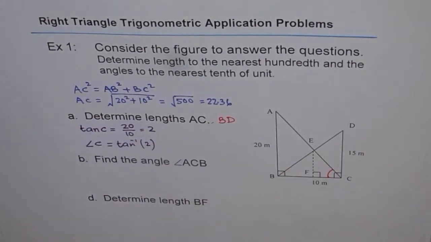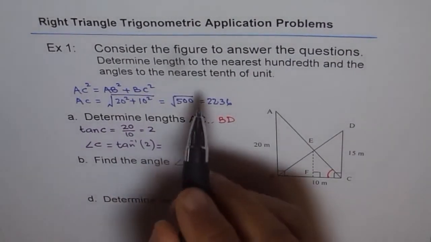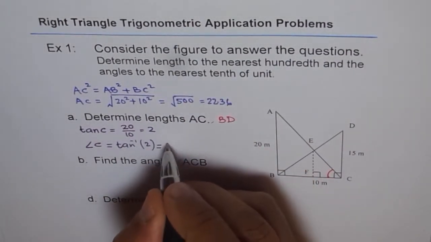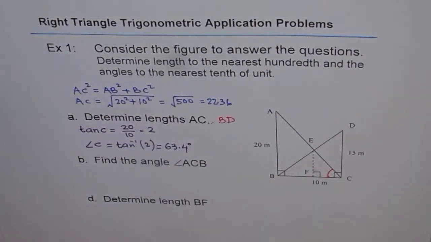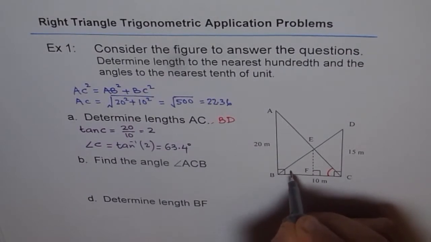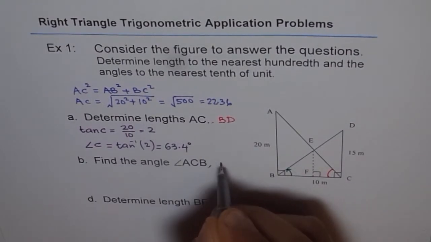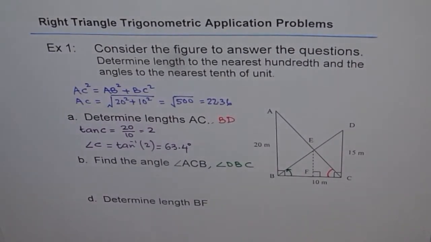Is it okay? So we'll use calculator, second function, tan inverse, and within bracket, we'll write 2, equal to, and we get 63.43. 63.43 when rounded to tenth will give me 63.4 degrees, correct? So that's the angle ACB. As an exercise, I'll give you to find the angle DBC, okay? You should do that on your own, okay?